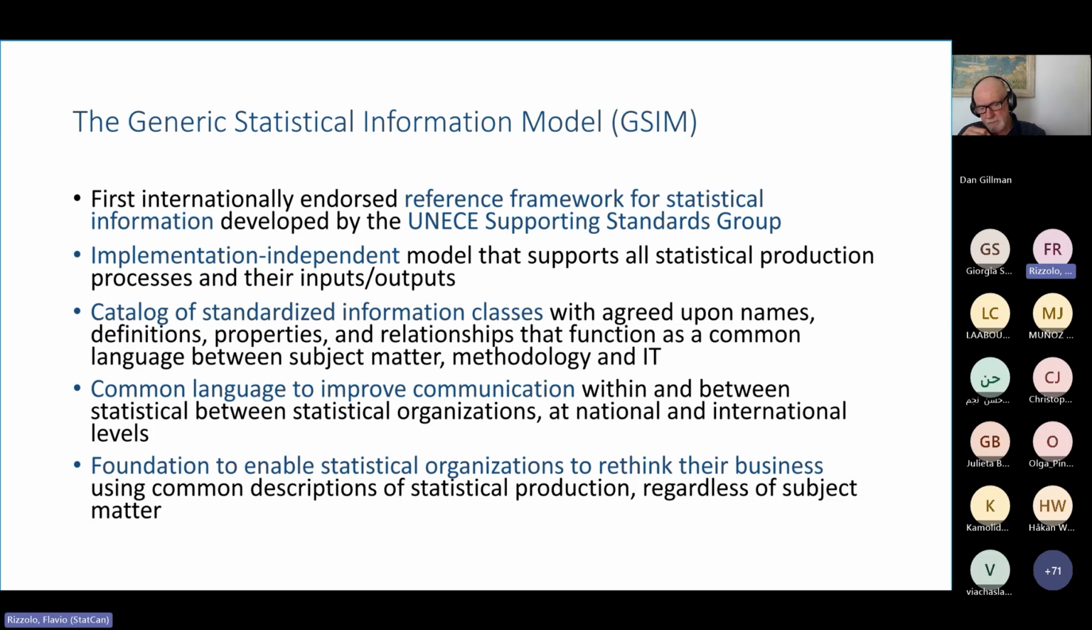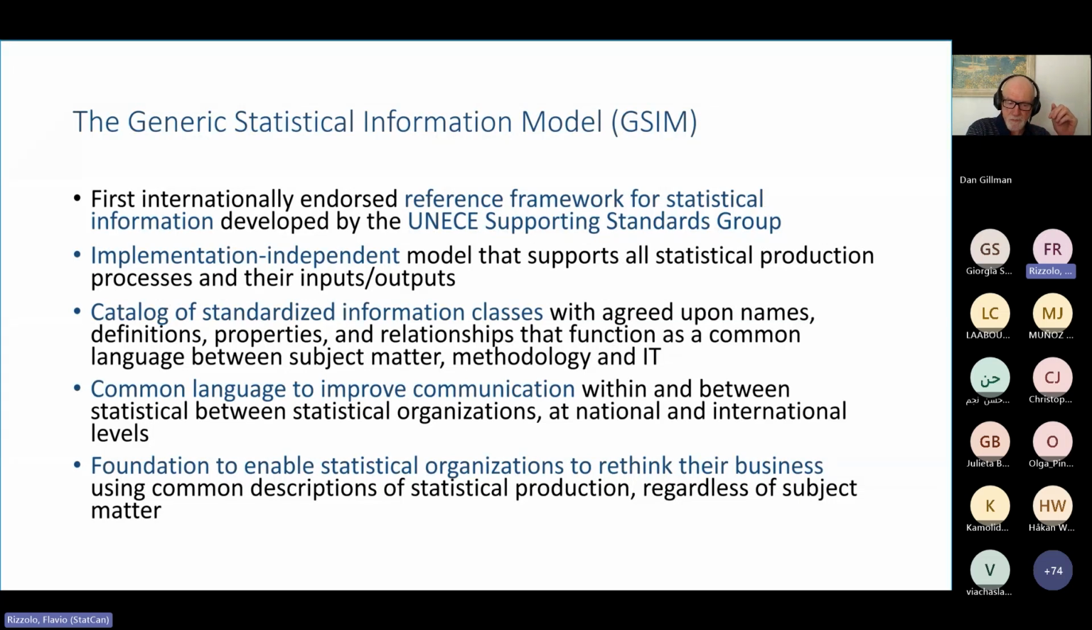Well, GSIM is the first internationally endorsed reference framework for statistical information, and it's one of the many models and standards developed by the UNECE supporting standards group. It's been around for almost 15 years, I think it's 13, 14 by now, and it went through a few iterations and refinements during this time.